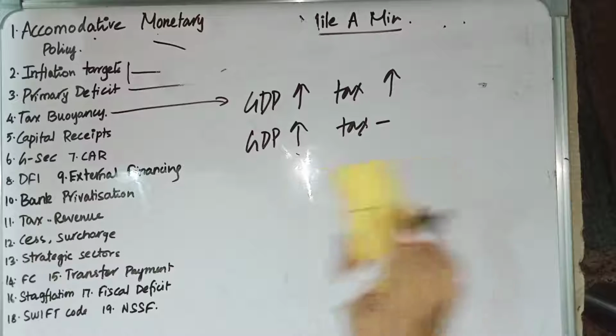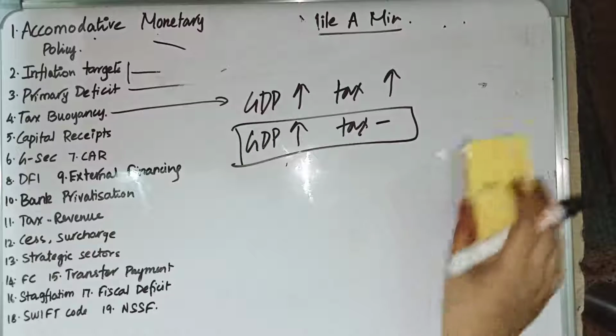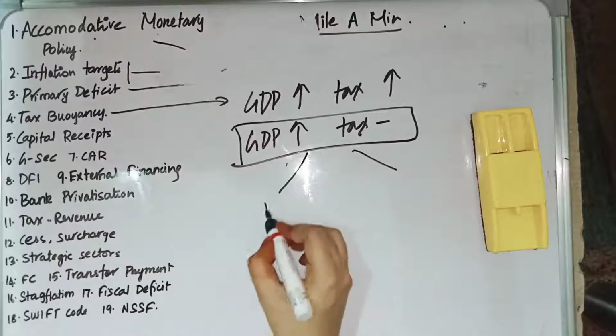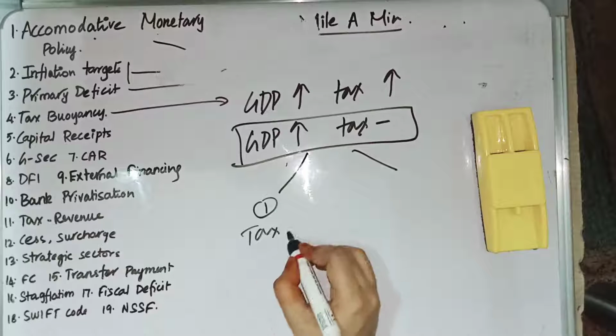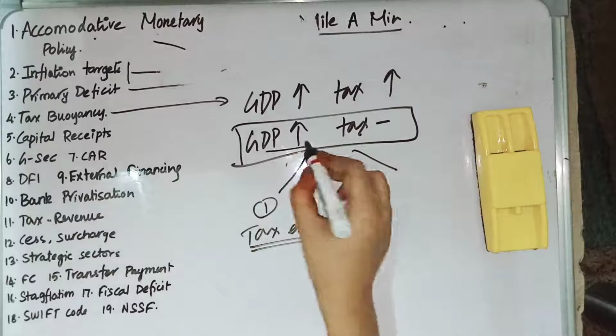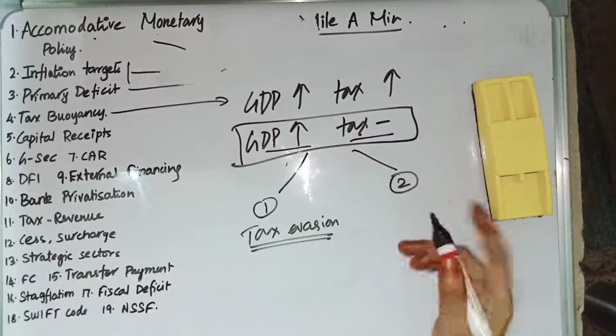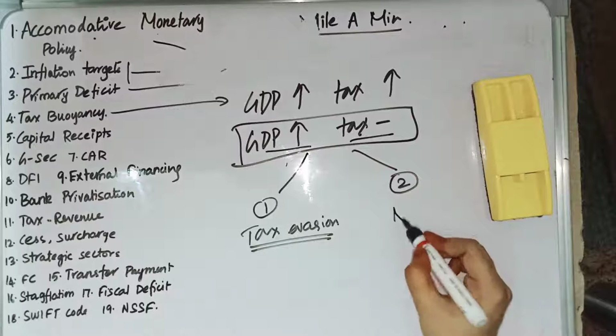Why does this happen? If there is GDP growth, why did the tax revenue not increase? There are 2 reasons for it. One is tax evasion. If there is tax evasion, then even if GDP increases, the tax has not increased. Or else the GDP growth is in non-tax sectors.